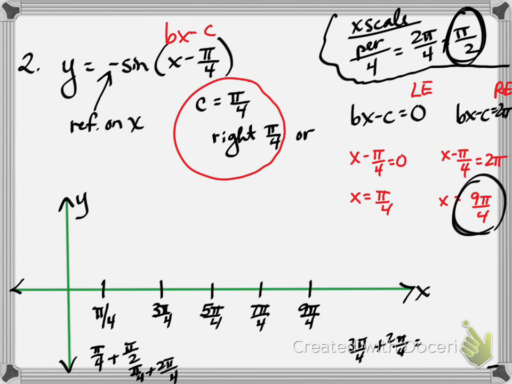Let's see. No vertical shifts, so we're just going to go up 1 and down 1. But we have a reflection, so don't forget that. So we're going to start, sine always starts on the midline, but we're going to go down this time, cross, up, and cross. Ugh, missed my points.